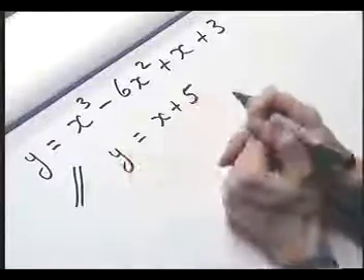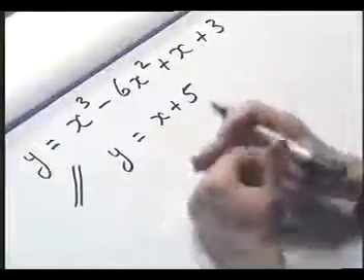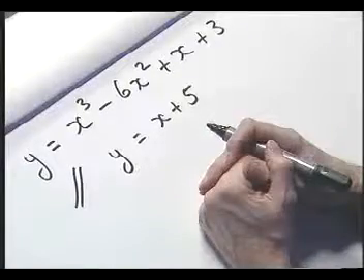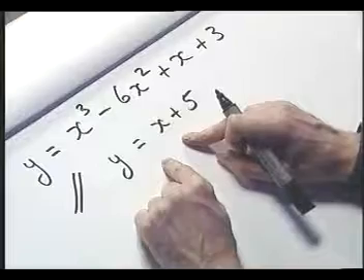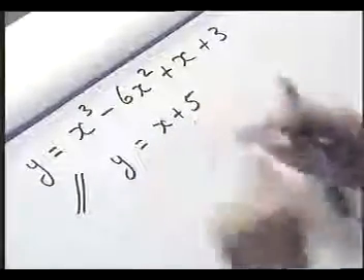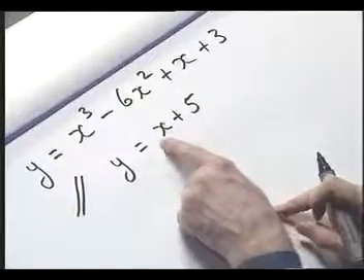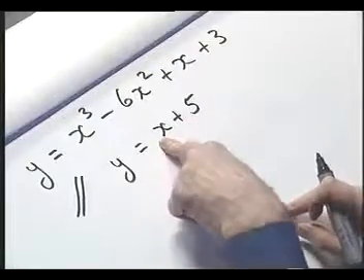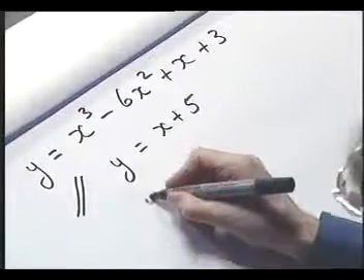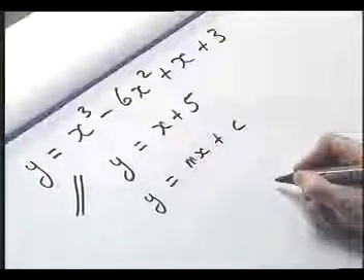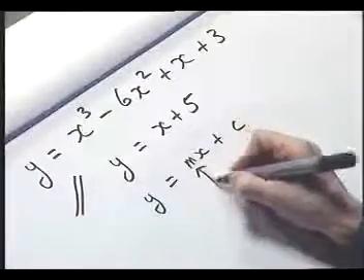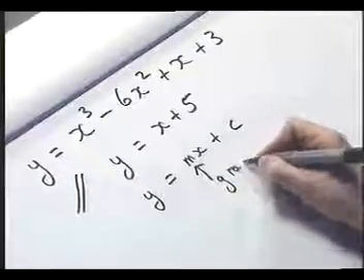Well, we've got to look at this line and we've got to extract some information from it. The information that we can get from it is its gradient, because if the tangents have to be parallel to this line, then they have to have the same gradient. And what we can see is that we've got 1x here. And the standard equation for a straight line is y equals mx plus c, where this m is the gradient.